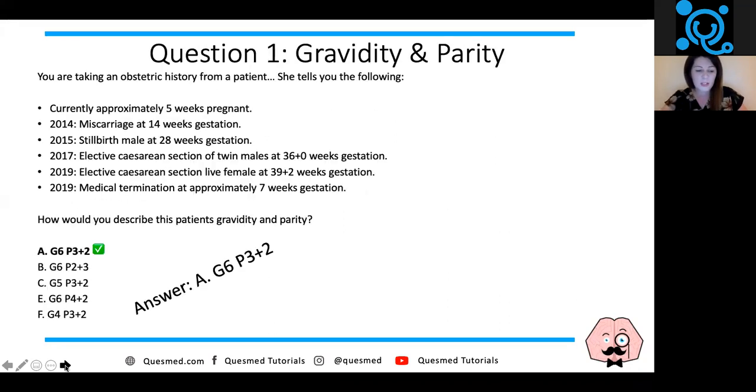So looking back at the question, this woman is currently pregnant and has had 5 other pregnancies. So she is gravida 6 or G6. Looking at parity, how many times has this patient given birth to a pregnancy of at least 24 weeks gestation? Looking at her history, she gave birth in 2015, 2017 and 2019. So P is 3. Considering miscarriages and terminations, she's had a miscarriage in 2014 and a termination in 2019. So this suffix is 2. So there we go, she's G6, P3+2.